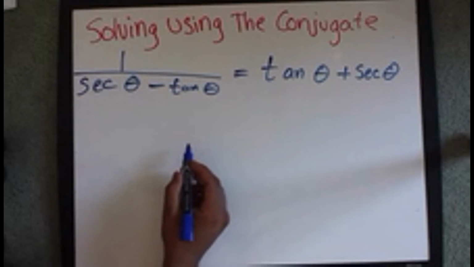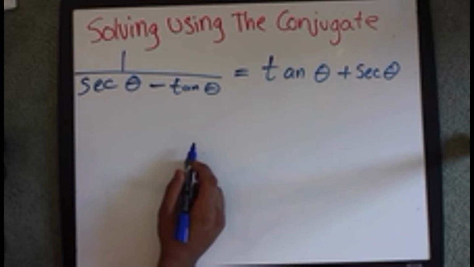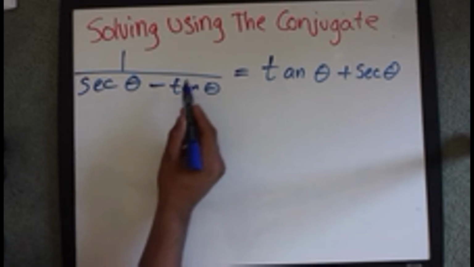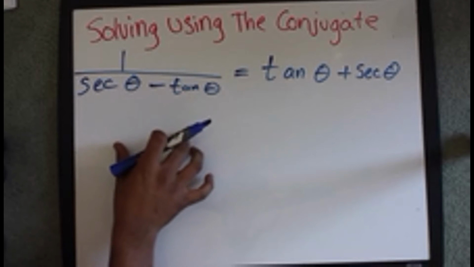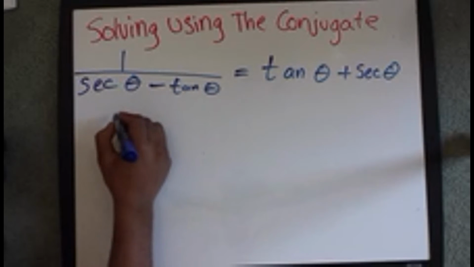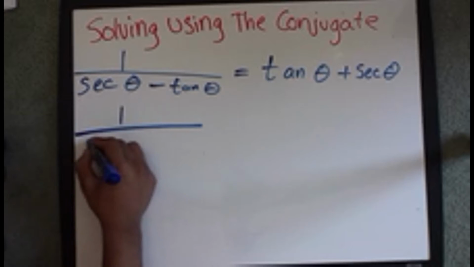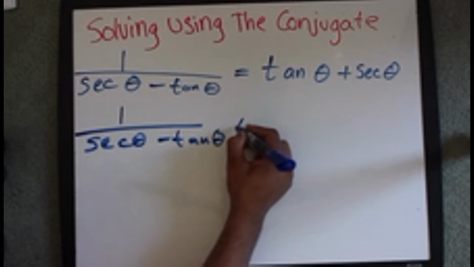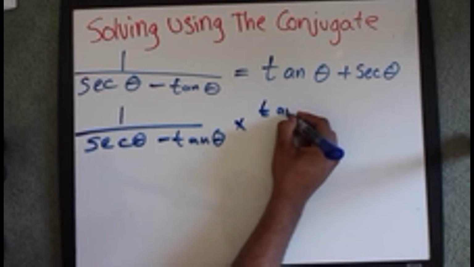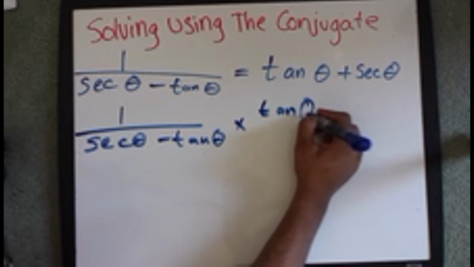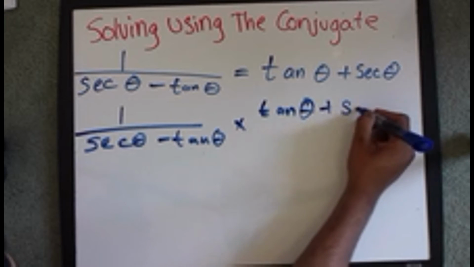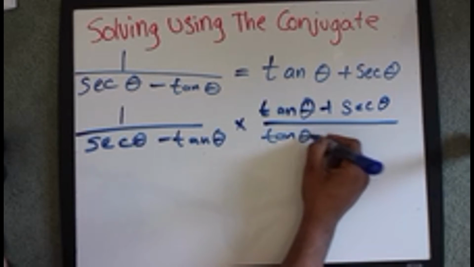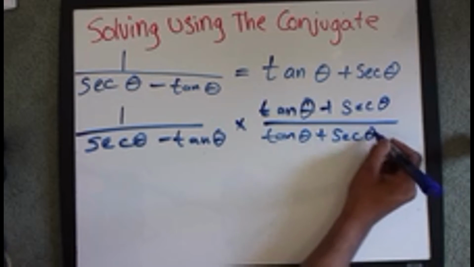Now I'm going to show you how to solve this trig identity question using the conjugate. First, the left side is the side that we're working with. We multiply the denominator with the opposite, basically the conjugate of it. So 1 over sec theta minus tan theta multiplied with tan theta plus sec theta over tan theta plus sec theta.